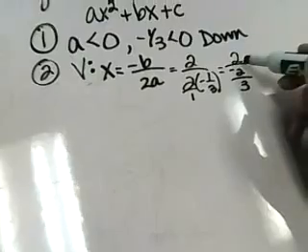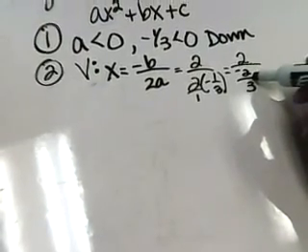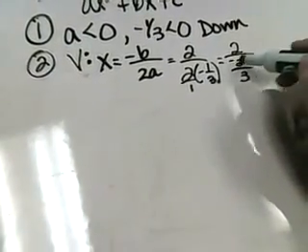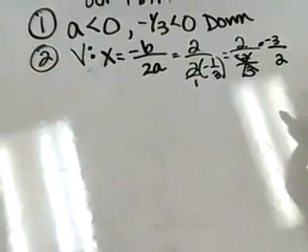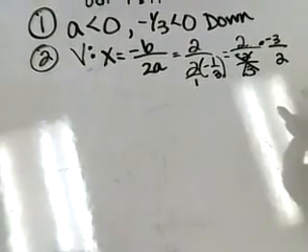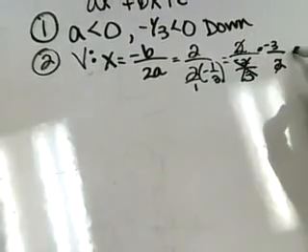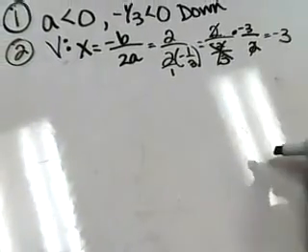We can make that cleaner. Dividing by a fraction is like multiplying by the reciprocal. So we'd multiply by negative 3/2. So that would be, these would cancel. And I have negative 3 for my x.